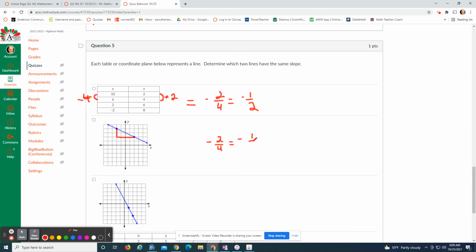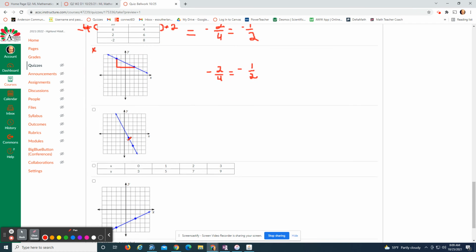Now the directions said determine which two have the same slope, right? What do I notice right away about these two? They have the same slope, so I'm definitely going to select these two. Should I keep going? So let's check. What's the slope of this one? Is it positive or negative? Negative. It has a rise of 2 and a run of 1. So this one is -2/1.